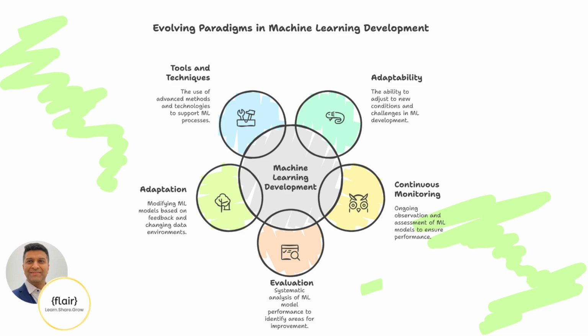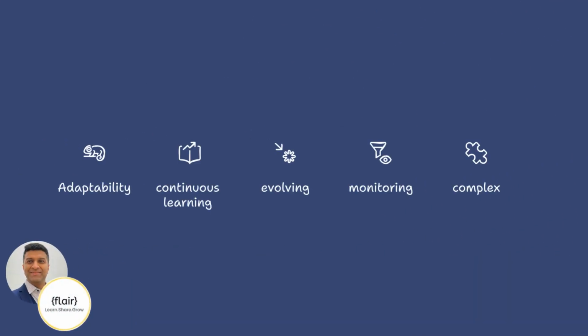This is starting to paint a very different picture of ML development, isn't it? It's not just about building a model and deploying it. It's about constantly monitoring, evaluating, and adapting. It's a whole new paradigm, and it's a lot more complex. But with the right tools and techniques and a mindset of continuous improvement, we can build systems that thrive in a constantly changing world.